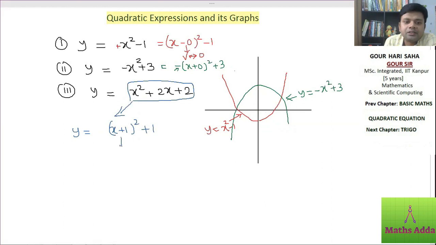Now I can see vertex is minus 1 and it will go up by 1, okay, and this is plus, so it is open upward. Enough information. Open upward, vertex is minus 1. So vertex is minus 1, open upward, then 1 up. So it should be this one and then 1 up. So it will be this one, right? So you got graph of (x plus 1) whole square plus 1, third one, right?